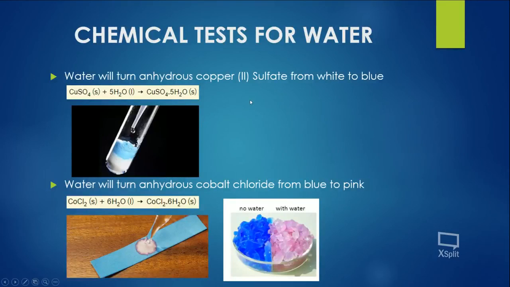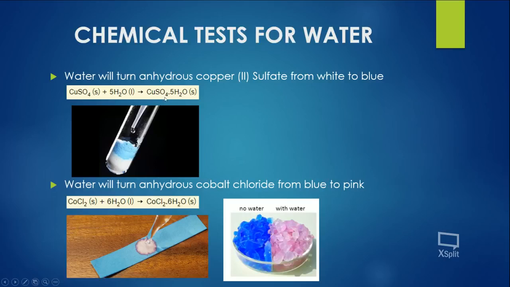So here are some chemical tests for water, right? Water will basically turn anhydrous copper sulfate from white to blue. So here is the reaction. You've got copper sulfate, which obviously does not contain any water, which is the anhydrous form. You add that to water and you get the hydrous or hydrated copper sulfate.